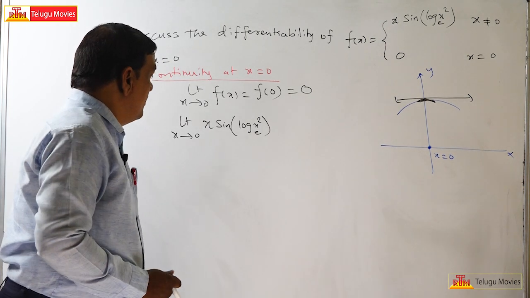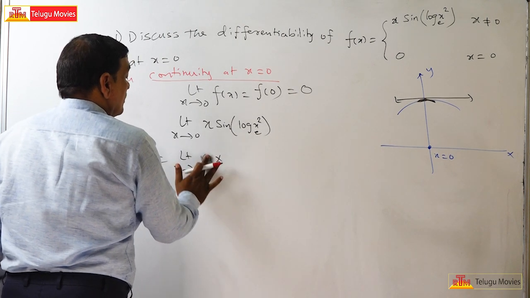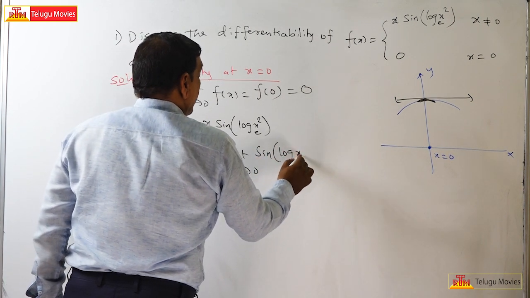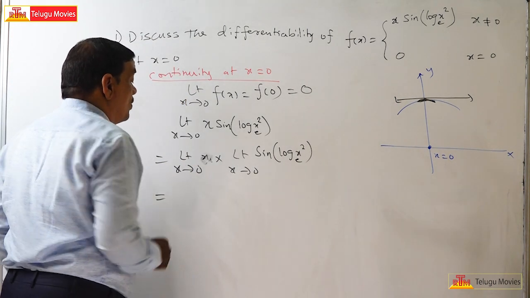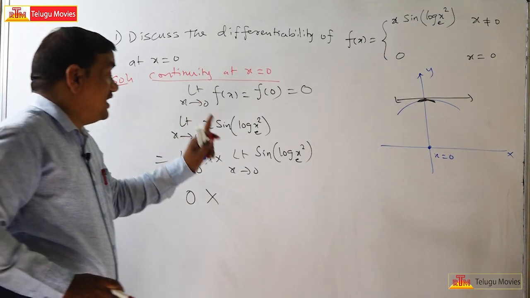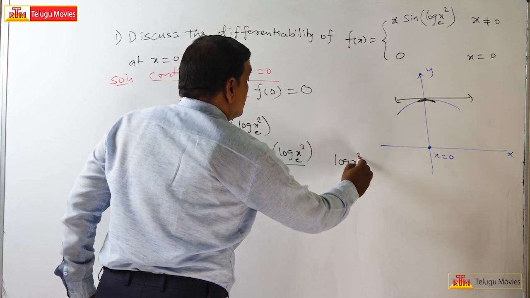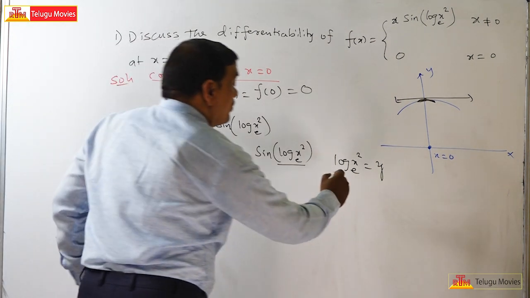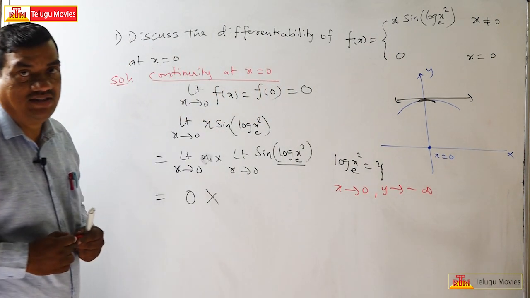Now let us separate the limit for both the things: limit as x tends to 0 of x, into limit as x tends to 0 of sine of log x square to the base e. The first limit is 0. Whatever the value of the second may be, if you treat log x square to the base e as y, as x value approaches 0, y value approaches minus infinity.